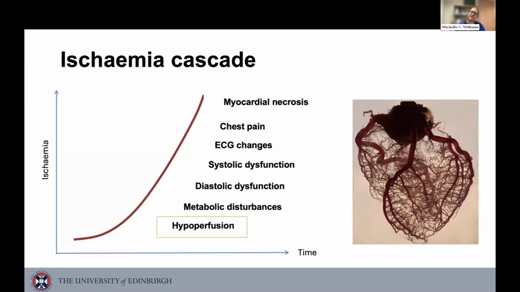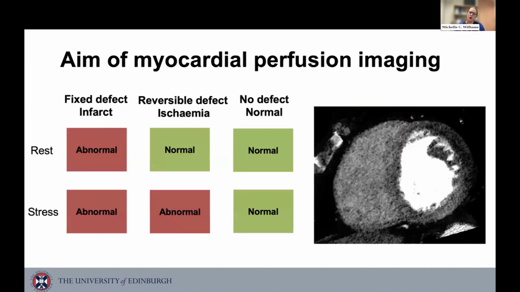And in the ischemia cascade, this is about identifying hypoperfusion. It's about understanding the blood vessels beyond just the epicardial vessels. We give patients some form of stress and we image them at rest and during stress. And the stress may be physical, pharmacological, maybe treadmill, maybe adenosine. There's lots of different options for this now.